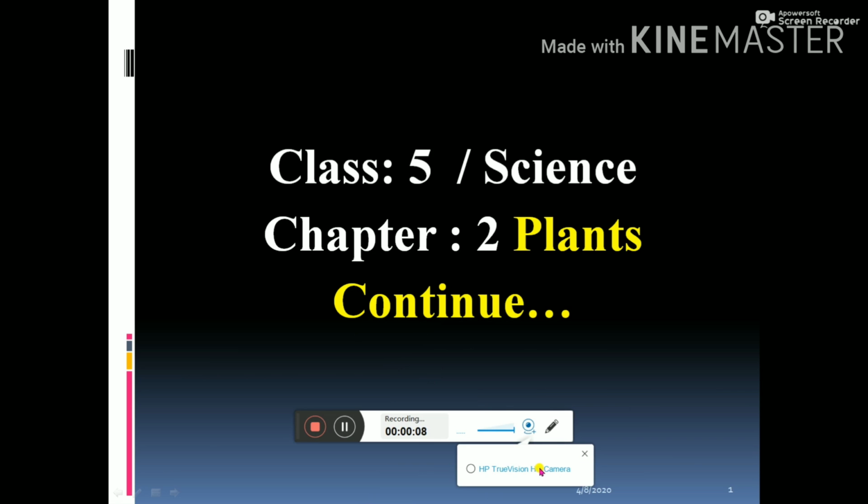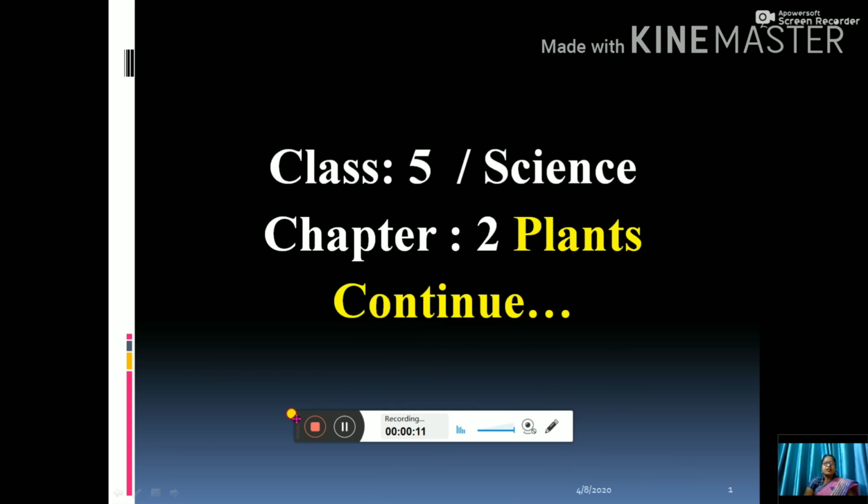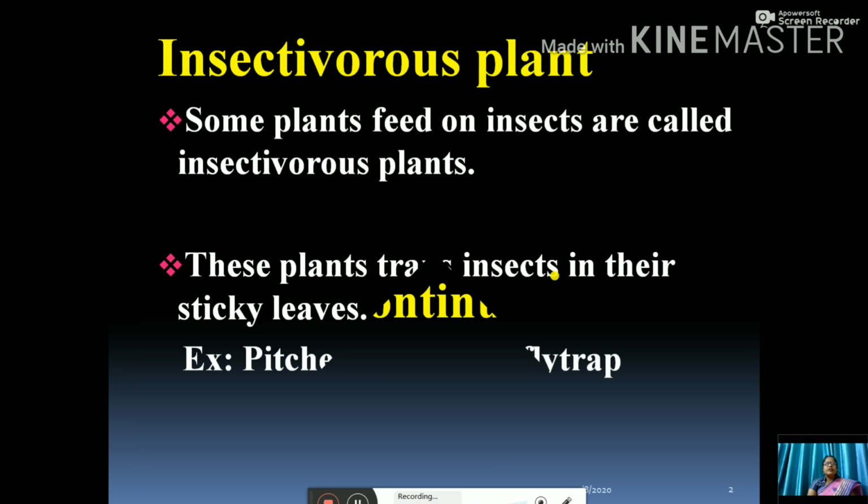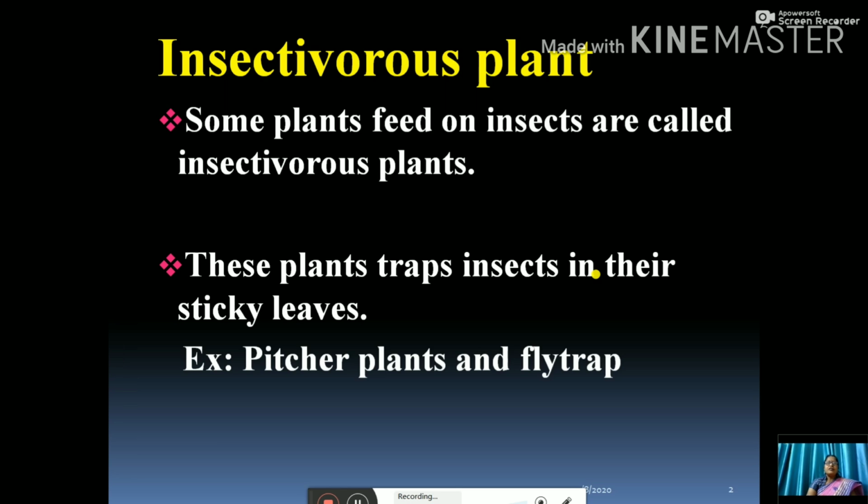As we started Chapter 2, Plants, in the previous session, today also we will continue the same chapter with different topics. So, all of you, please note down the important points, that is very clear. Then, after that, we are studying. Here the topic written is Insectivorous plant, and another topic is reproduction. Two topics, insectivorous plant and reproduction, you have to be very clear today.